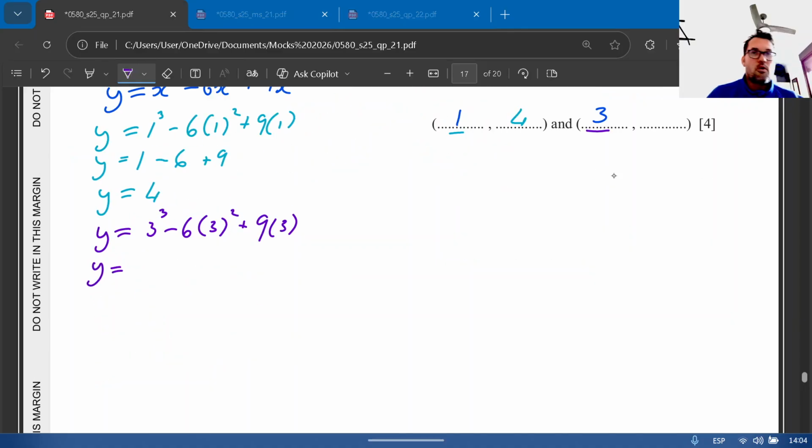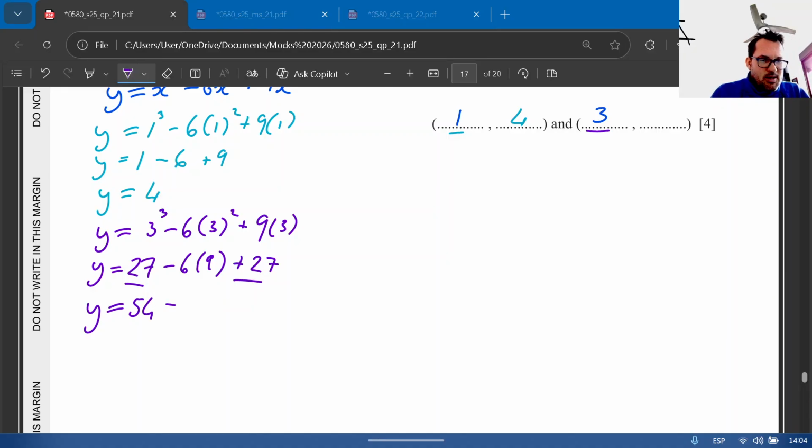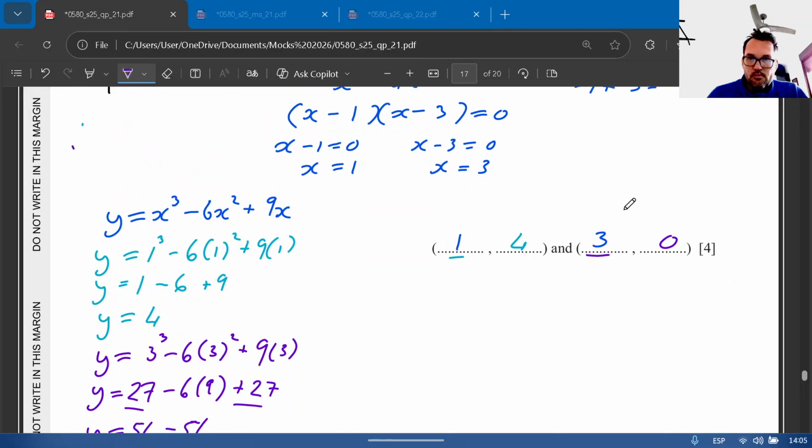Okay, we've had this before. 3 cubed is 3 times 3 is 9 times 3 is 27. 3 squared, of course, is 3 times 3 is 9. 9 times 6 is 54 and 9 times 3 is again 27. 27 plus 27 gives us 54. 54 minus 54, so y is 0. So that's the turning point.